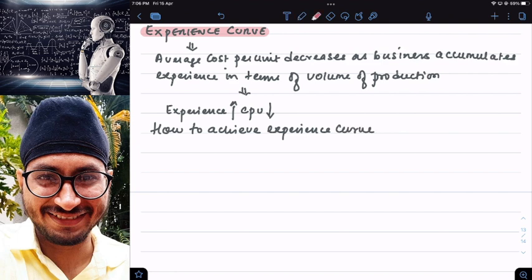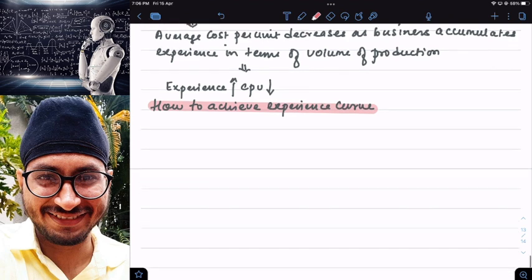Clear? How to achieve experience curve means, how do I reduce the cost per unit? Sir, I can reduce the cost per unit by product redesign. I can completely redesign the product in order to use lesser, cheap quality raw materials. By using the cheap quality raw materials, by redesigning the product, I will be able to reduce the cost.